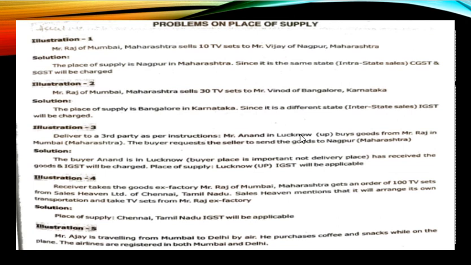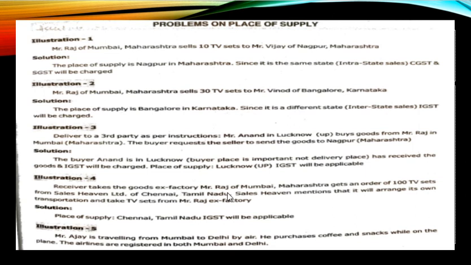He has only moved the goods to a place in Nagpur. So here the buyer is in Lucknow and the supplier is in Maharashtra. As per the invoice, the place of supply will be the buyer's place, which is Lucknow, in Uttar Pradesh. The buyer's place is in Uttar Pradesh and the seller's place is in Maharashtra, which are two different states, so IGST will be charged. So buyer place is important, not delivery place, as the ownership of the goods is not yet transferred.